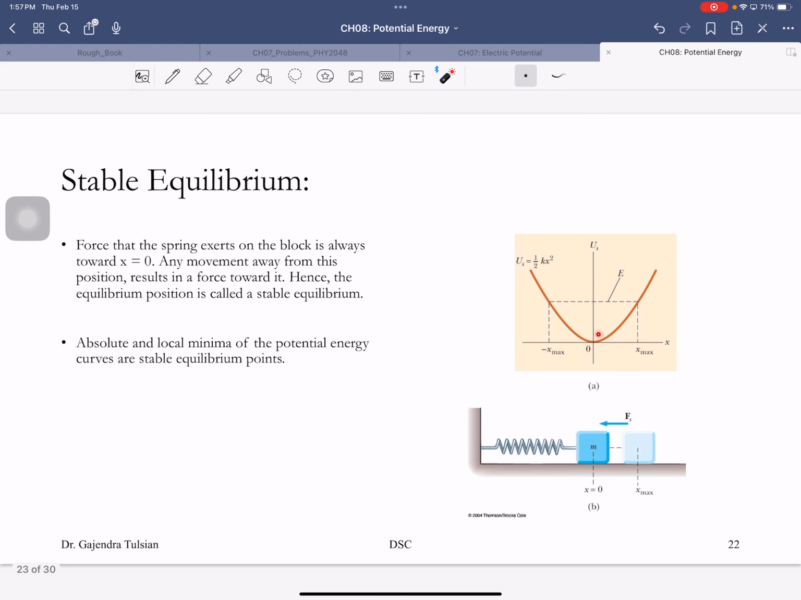Here's a marble in a valley. Okay? You push it in this direction, it'll come back to that location. You push it in this direction, it'll come back to that location. This is called a stable equilibrium. Okay? So you disturb it from its equilibrium position. Forces that come into play are restoring it to your equilibrium position.